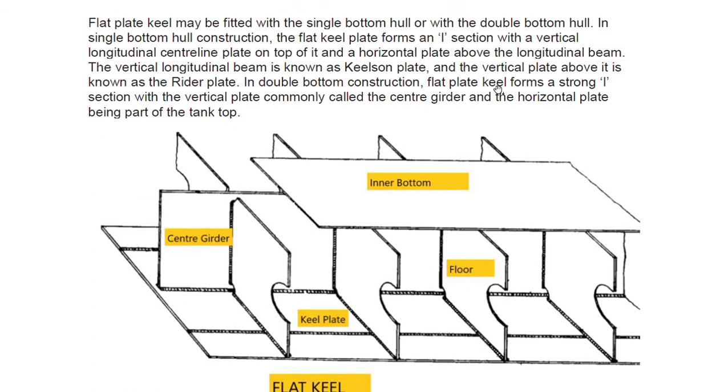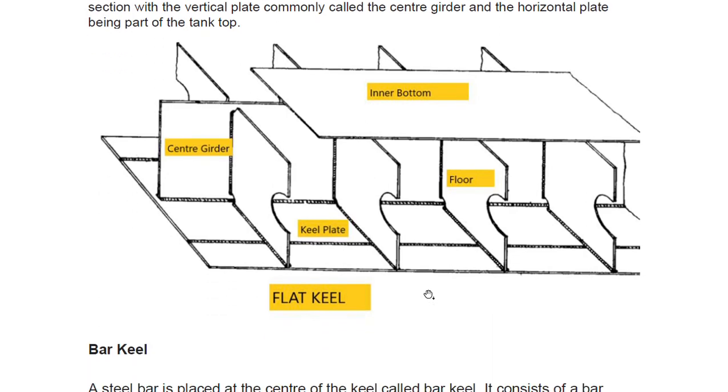In double bottom construction, the flat plate keel forms a strong I section with the vertical plate commonly called the center girder and the horizontal plate part of the tank top. So this is the horizontal tank top part, this is for the double bottom. Here you have the Keelson plate and the rider plate, that was for the single bottom. Here you see the inner bottom, and this is the flat keel. This is the center girder, this is the floor. What are the different types of floor, that I have also covered.